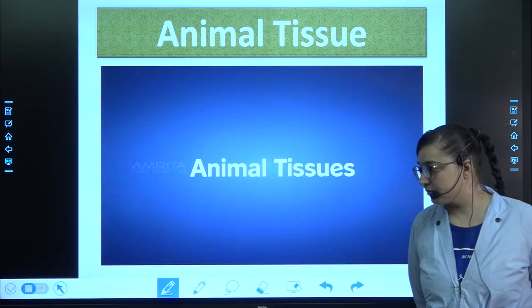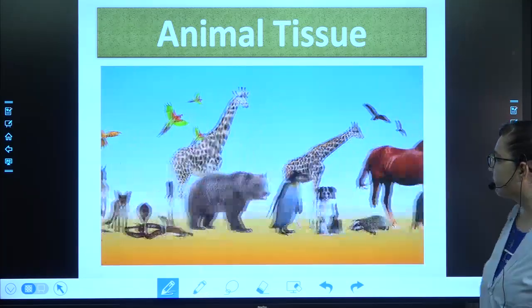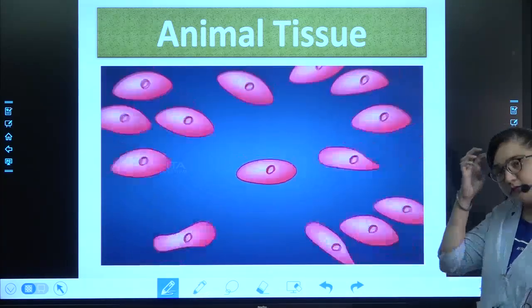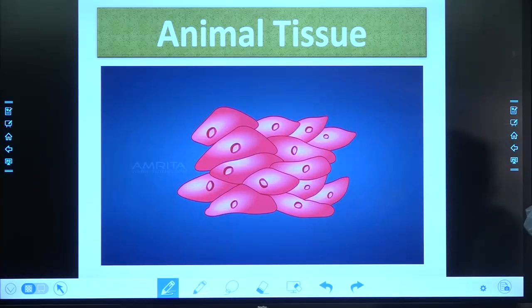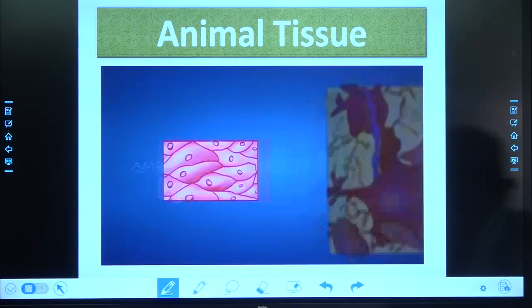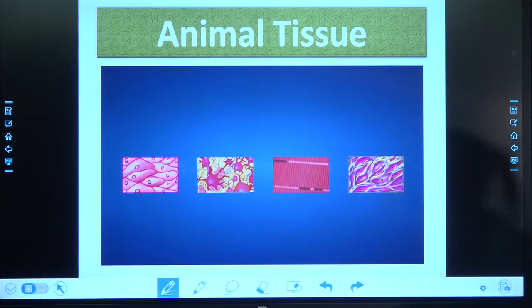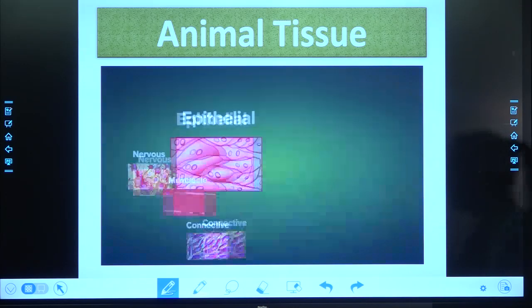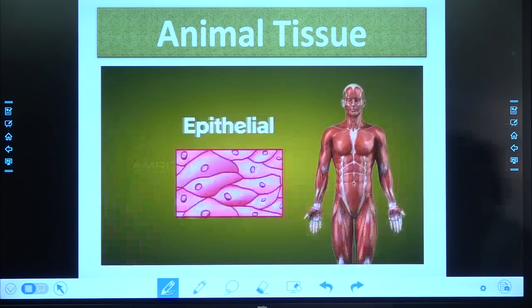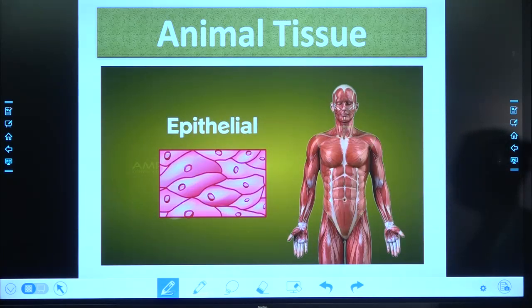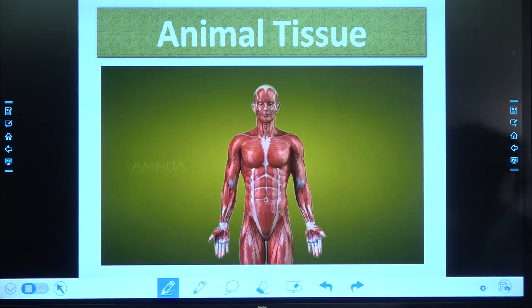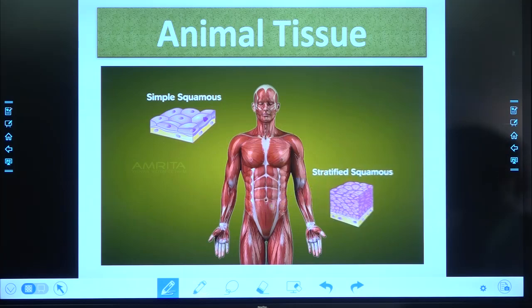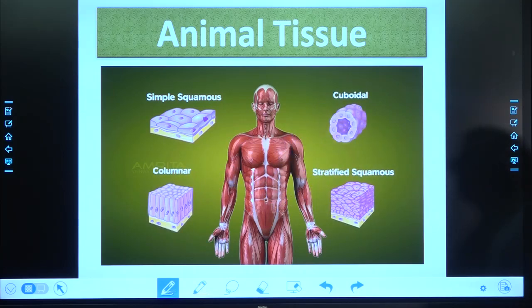Animal tissues. Almost all animals are made up of tissues. Tissues are groups of cells that are similar in structure and work together to achieve a particular function. Animal tissues are grouped into 4 basic types: epithelial, nervous, muscle and connective tissues. Let's first look at the epithelial tissue. This tissue covers and protects the internal and external surfaces of the animal body. Epithelial tissue is subdivided into simple squamous, stratified squamous, columnar and cuboidal epithelium based on the shape and function of their cells.